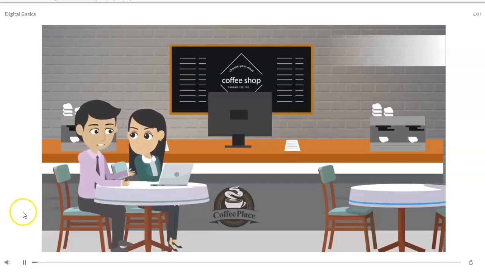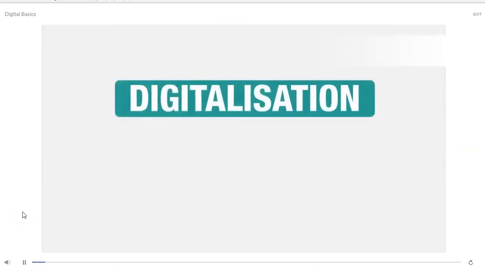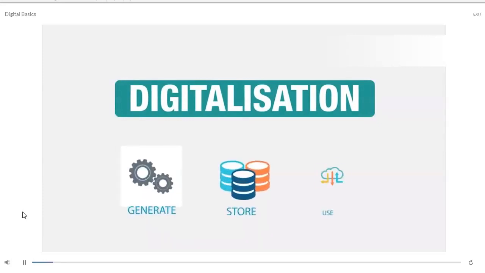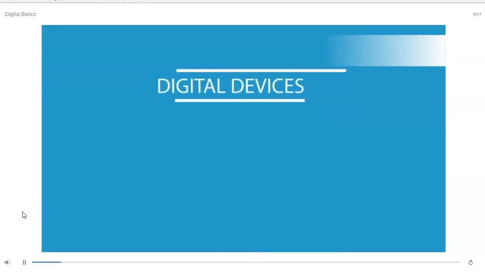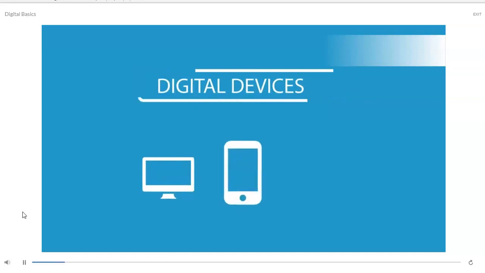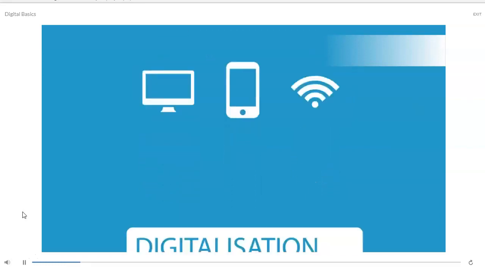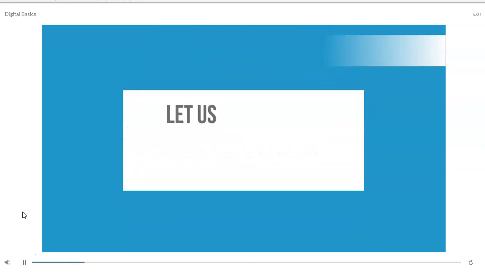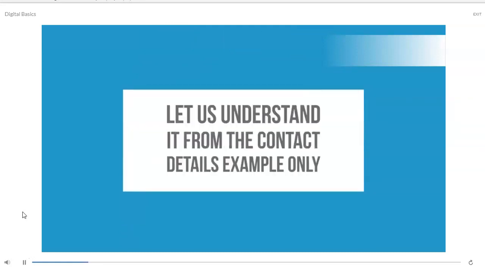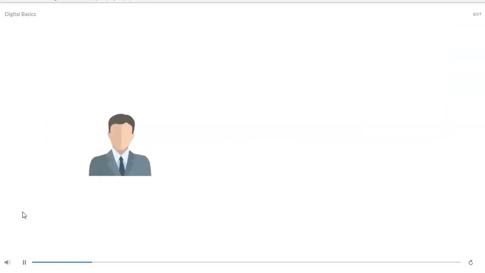Great. Then what is digitalization? Digitalization is the continuous action through which we generate, store, and use any digitized data. When we use electronic systems like computers, machines, networks, etc. to work with the digitized data to complete any process, then it is called digitalization of that process. Let us understand it from the contact details example only.